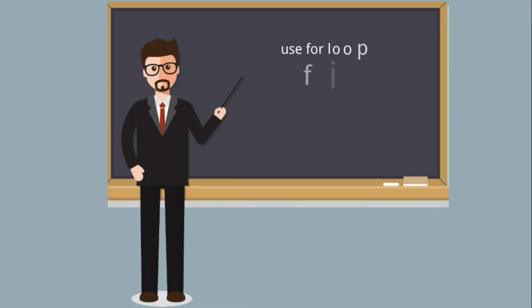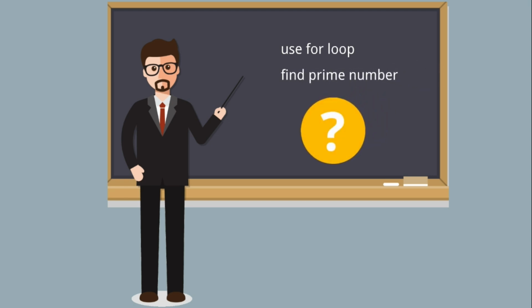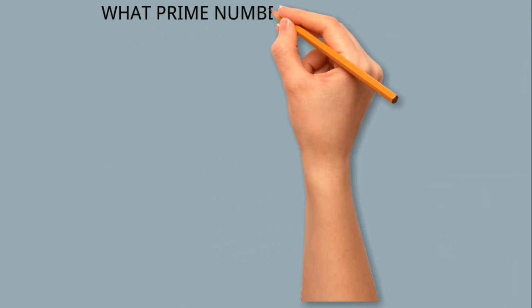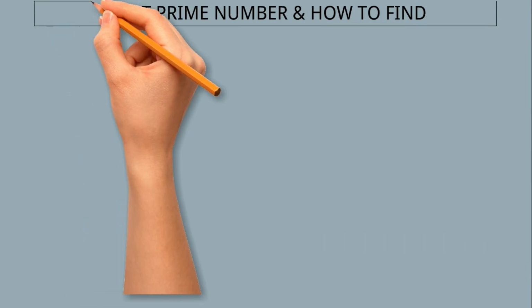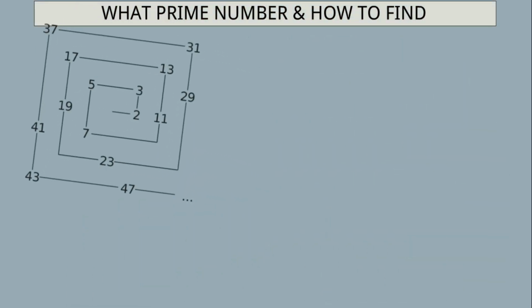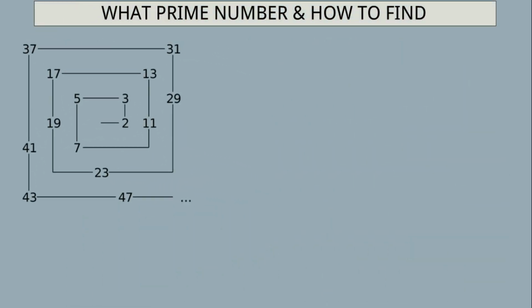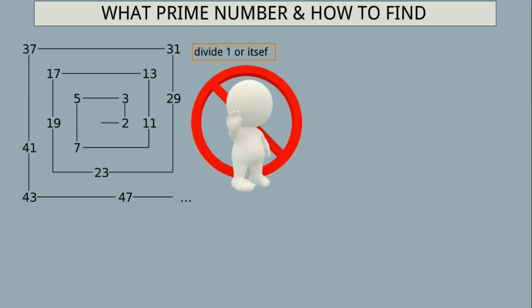So we write a program to check whether the given number is prime or not. First we discuss what a prime number is and how to find them. Prime numbers are a special type of whole numbers that have exactly two factors, 1 and themselves. This means that they cannot be divided evenly by any other positive integer except for 1 and the number itself.